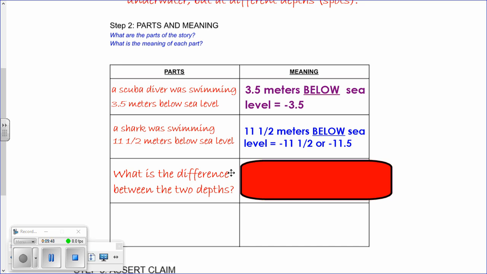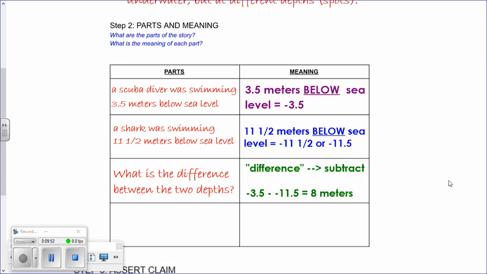And hopefully when you read that word difference, you knew that they wanted you to subtract. So we're going to take our number -3.5 and we're going to subtract -11.5, and that will tell us that our distance is 8 meters. The difference between where the scuba diver is and the shark is about 8 meters. So that means the scuba diver is about 8 meters above the shark. The shark is about 8 meters below the scuba diver in the water.